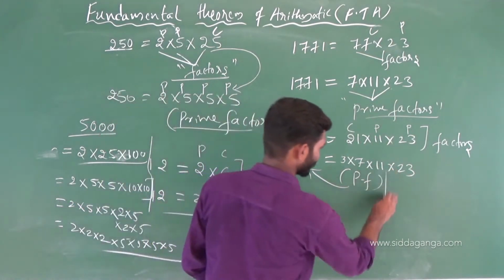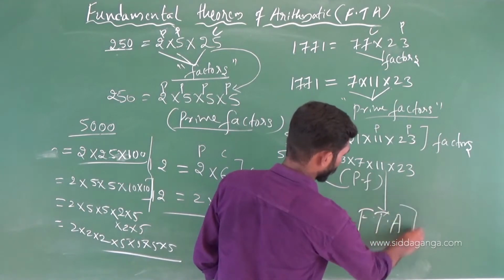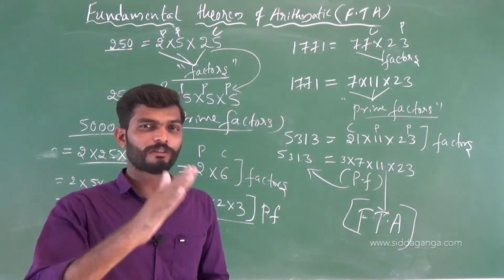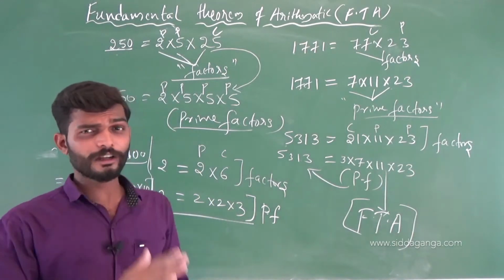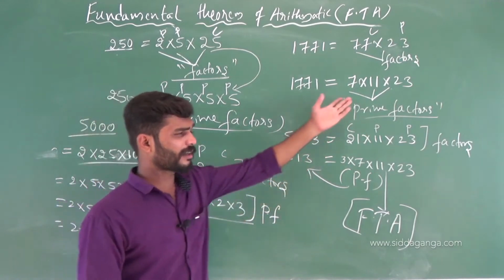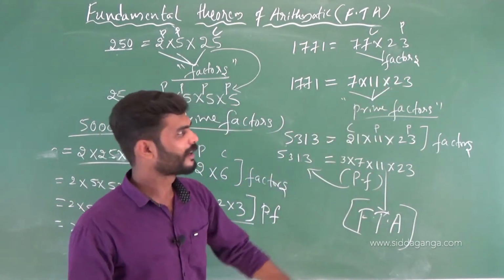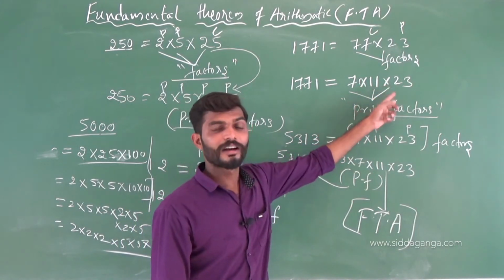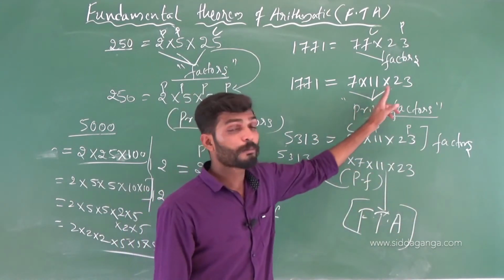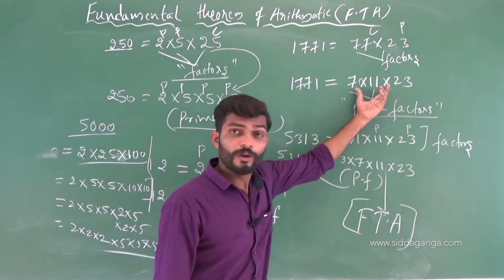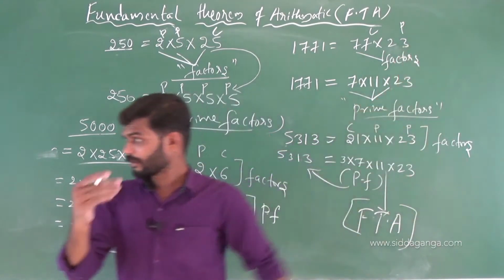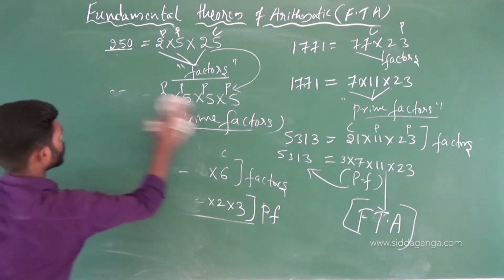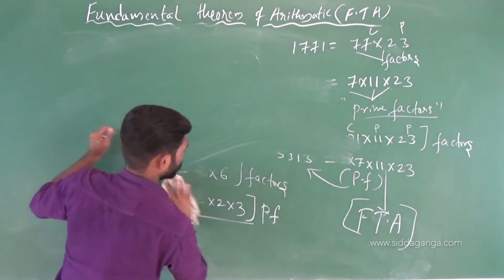This is known as FTA, Fundamental Theorem of Arithmetic. What does it say? Simple. The Fundamental Theorem of Arithmetic states that every composite number can be expressed, can be factorized, can be written as the product of prime numbers, and it is unique. This factorization is unique. Now, to make some understanding of the term unique, I take an example in particular.